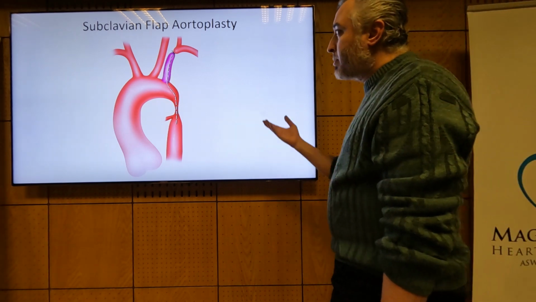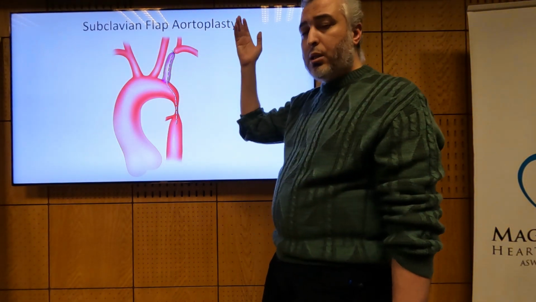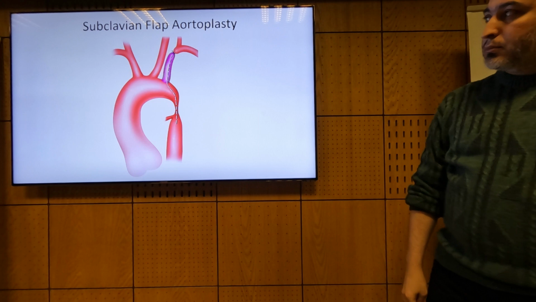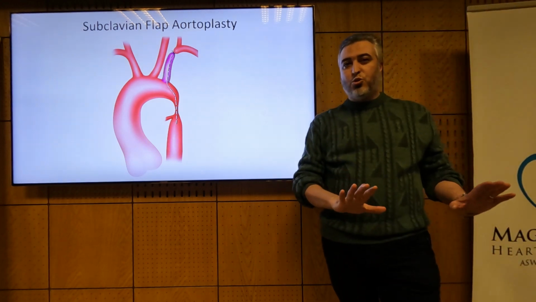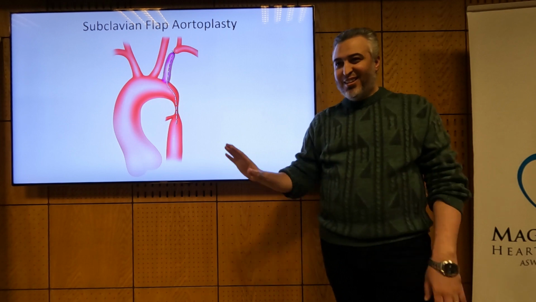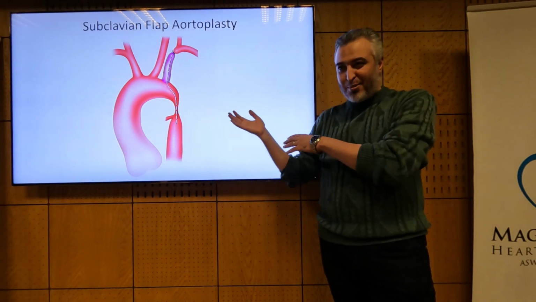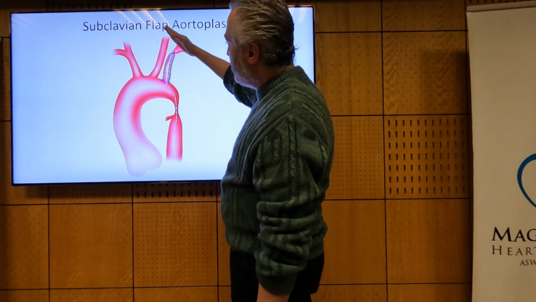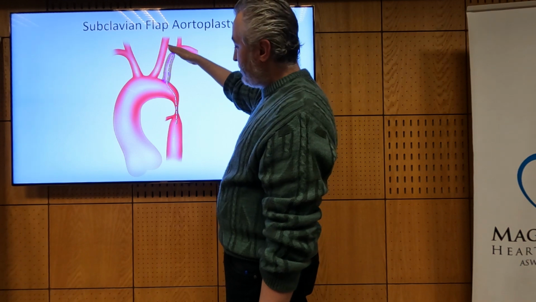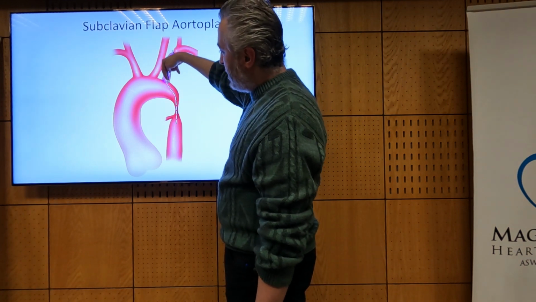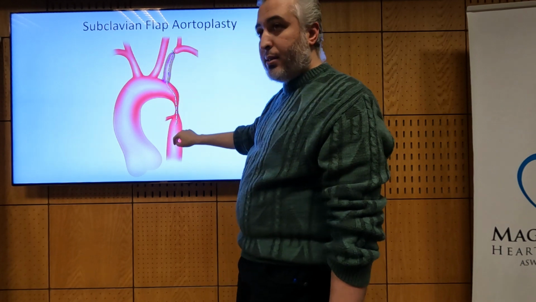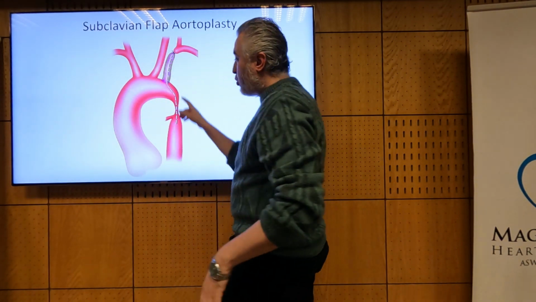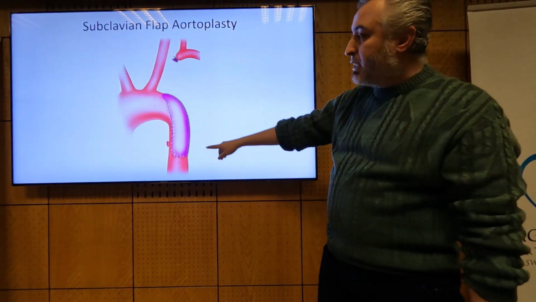So this is something similar to the patch, while actually using a native arterial tissue. This is the subclavian flap. Surgeons are used to just dividing the subclavian artery. The classic BT shunt was essentially dividing the subclavian artery and putting that on the pulmonary artery. So here, you divide the subclavian artery, and then you cut across the subclavian artery into the isthmus, all the way into the descending, and then you just turn that over to augment the small part with native arterial tissue.